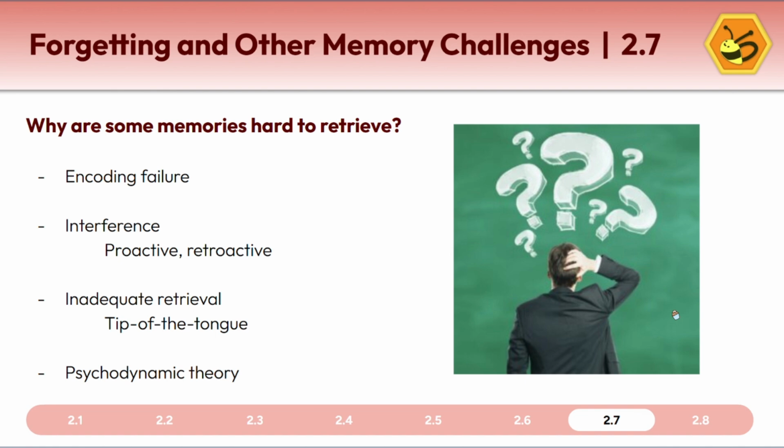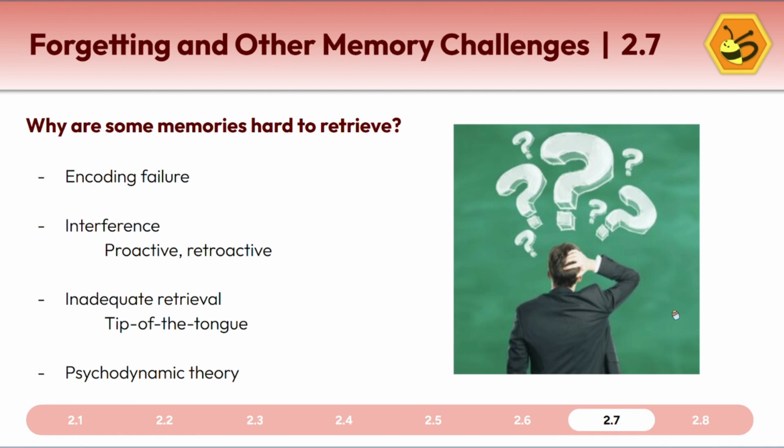Interference is when your memories can basically block each other from being retrieved effectively. So, proactive interference is when old information prevents you from remembering new information, and retroactive interference is when new information prevents you from remembering old information.